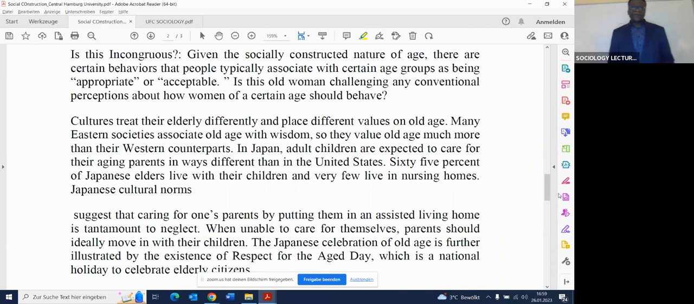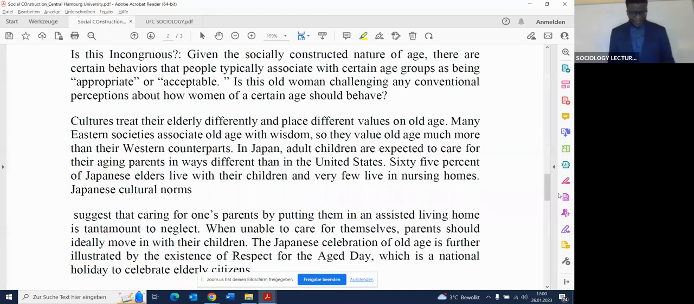Is this incongruous, given the socially constructed nature of age? Don't forget what we talked about, social construction, okay? There are certain behaviors that people typically associate with certain age groups as being appropriate or acceptable. I've even alluded to that a little bit. Is this old woman challenging any conventional perceptions about how women of a certain age should behave?